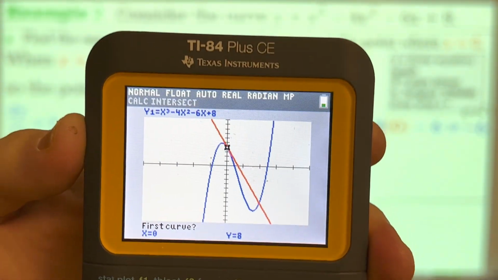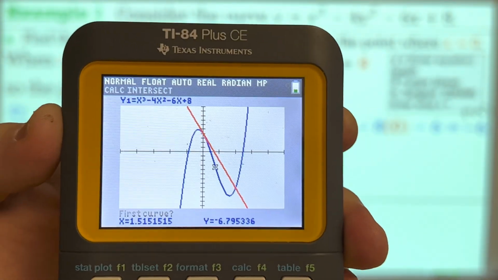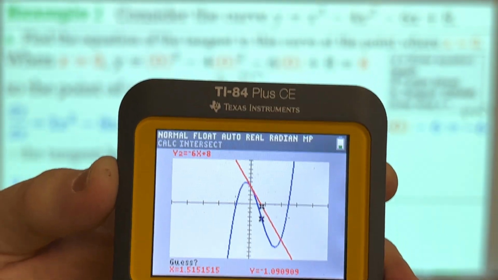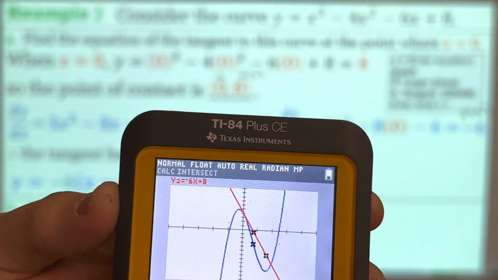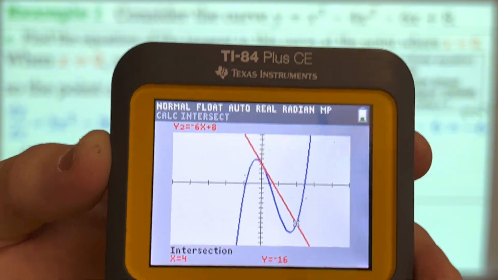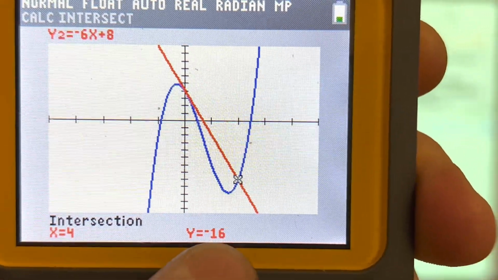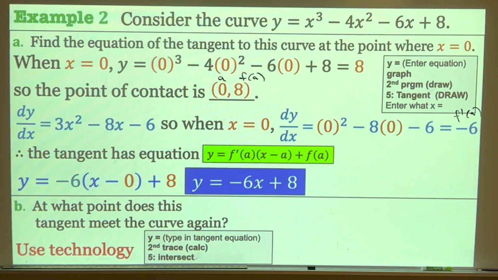Hit enter. You want the two graphs, so just move over here somewhere. So I got the blue graph, enter. Got the red graph, enter. Go close to where you want to be intersecting, so we're somewhere around down there. Hit enter, and look what it shows you. X equals 4, y equals negative 16.